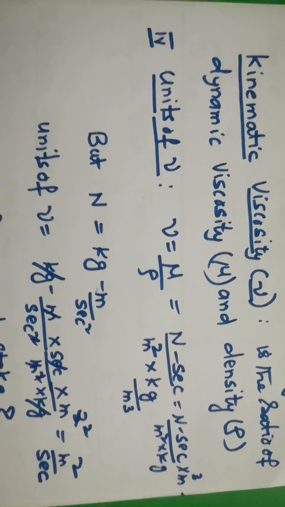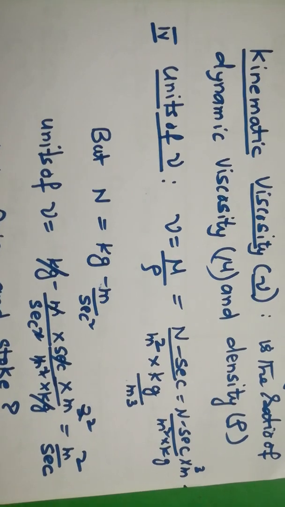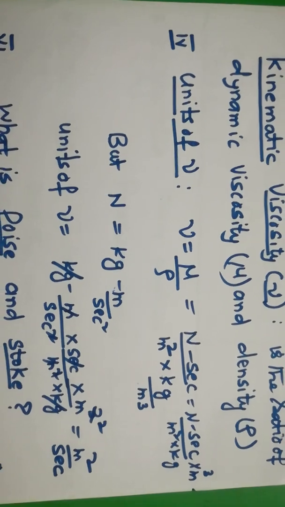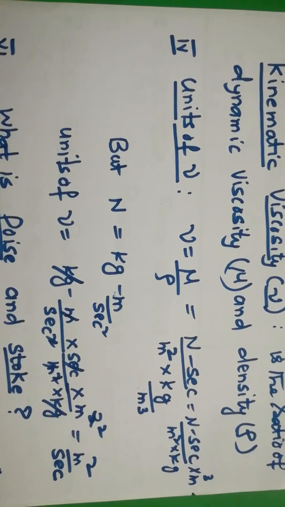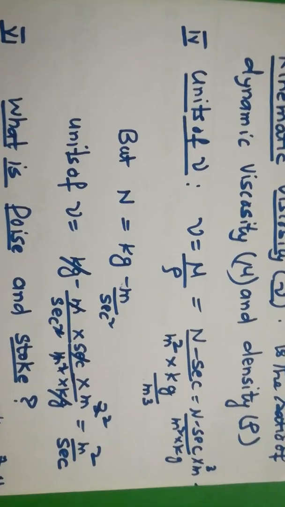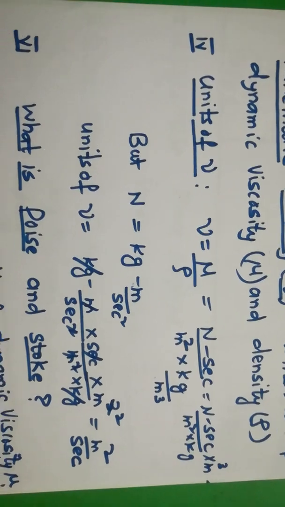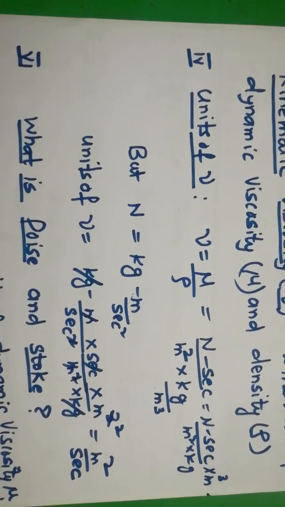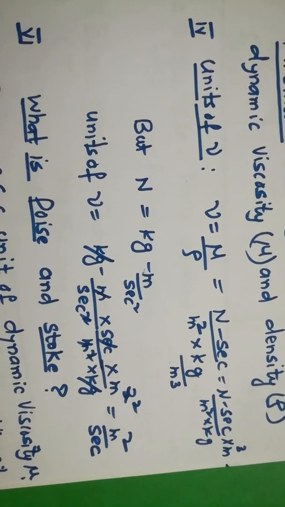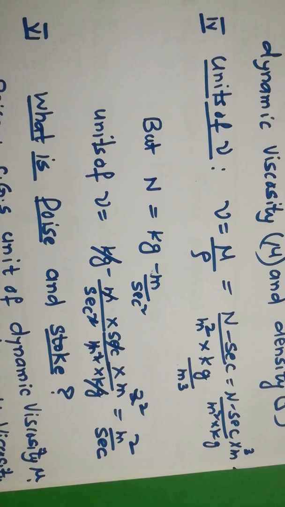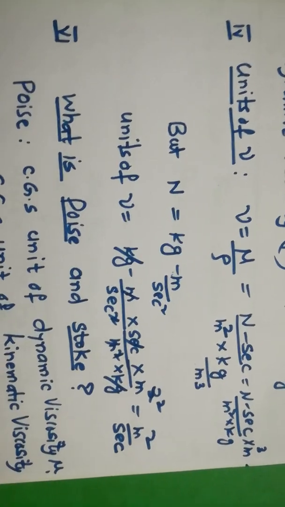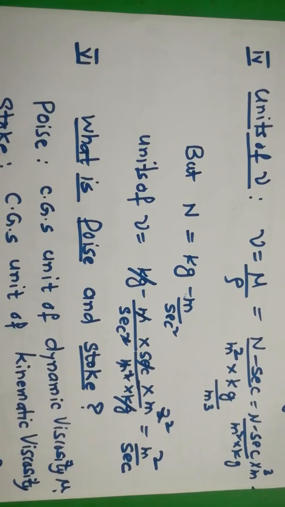Writing the units of mu, Newton second per meter square, and we know that the unit of density is kg per meter cube in the MKS system. Rearranging the terms and taking meter cube into the numerator and keeping kg in the denominator. We know that Newton is equal to kg meter per second square. So I will get the units of nu, the kinematic viscosity, as kg meter per second square into second by meter square into meter cube per kg. Cancelling all the terms I will get meter square per second. So the units of nu, the kinematic viscosity, are meter square per second.